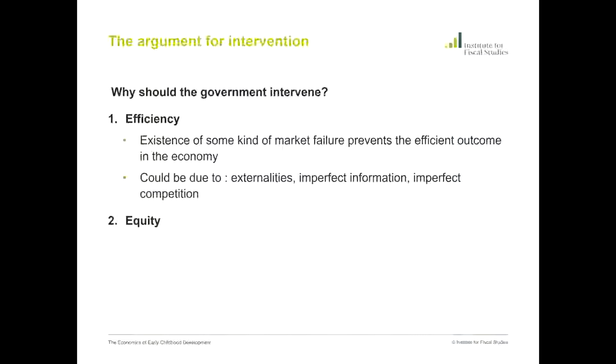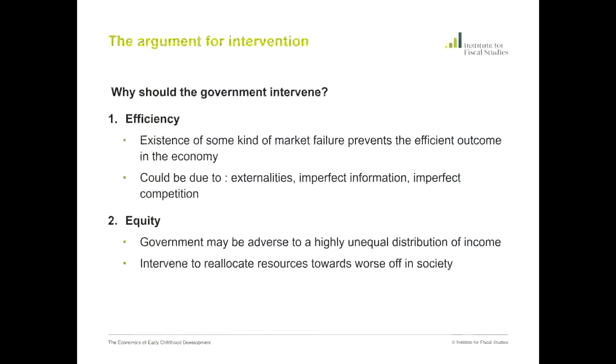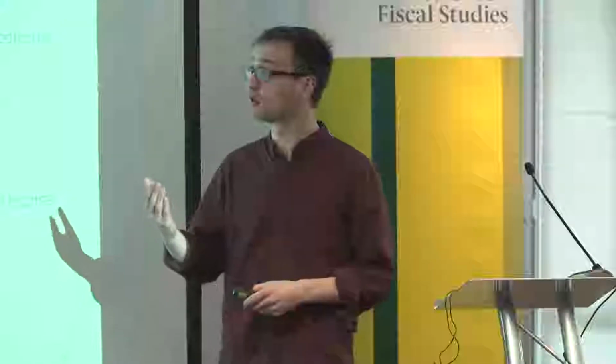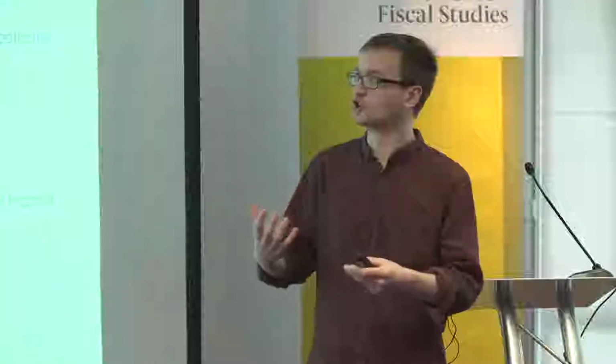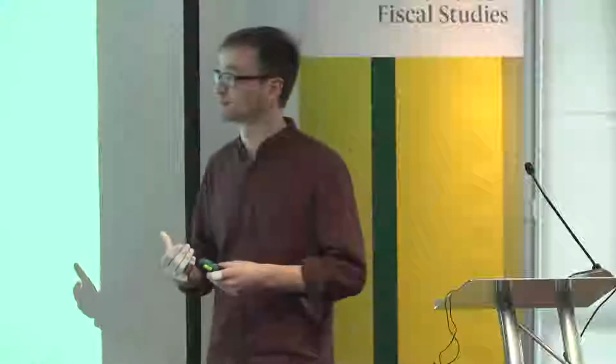The other argument comes down to equity. Equality of opportunity is a fundamental principle which many governments espouse and want to promote. If the distribution of investment is highly skewed, then governments may want to intervene to reallocate investment towards those worse off in society. So I'll now go through both of these arguments in turn and really bring them into the argument of early childhood. So first things first, the efficiency argument.